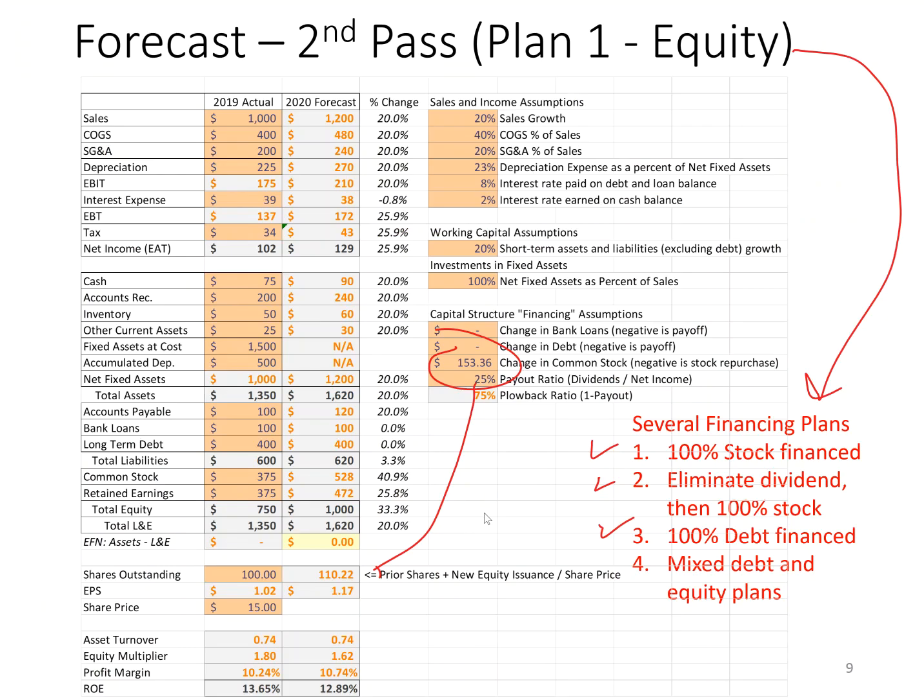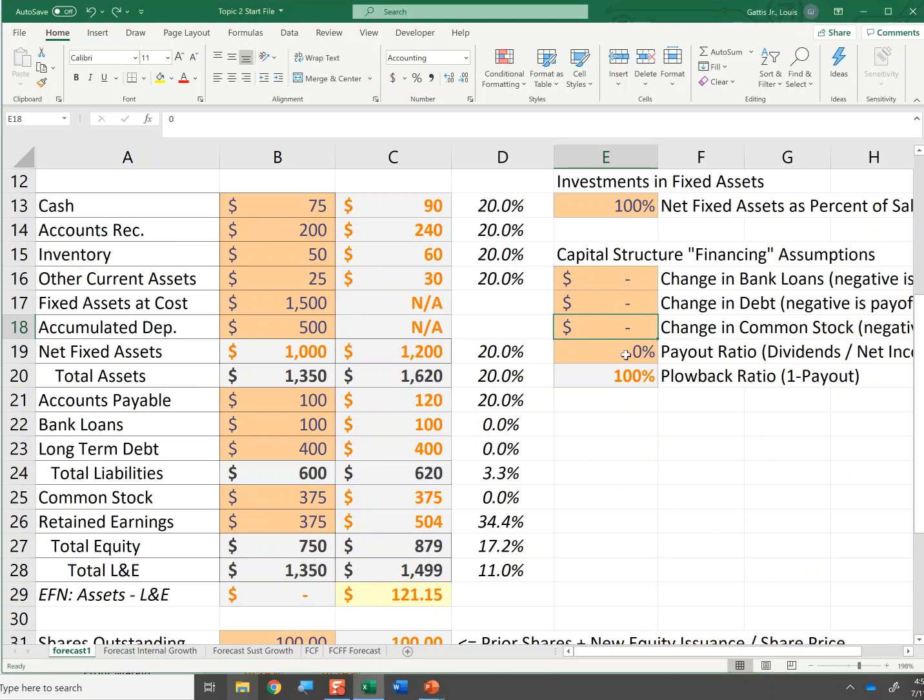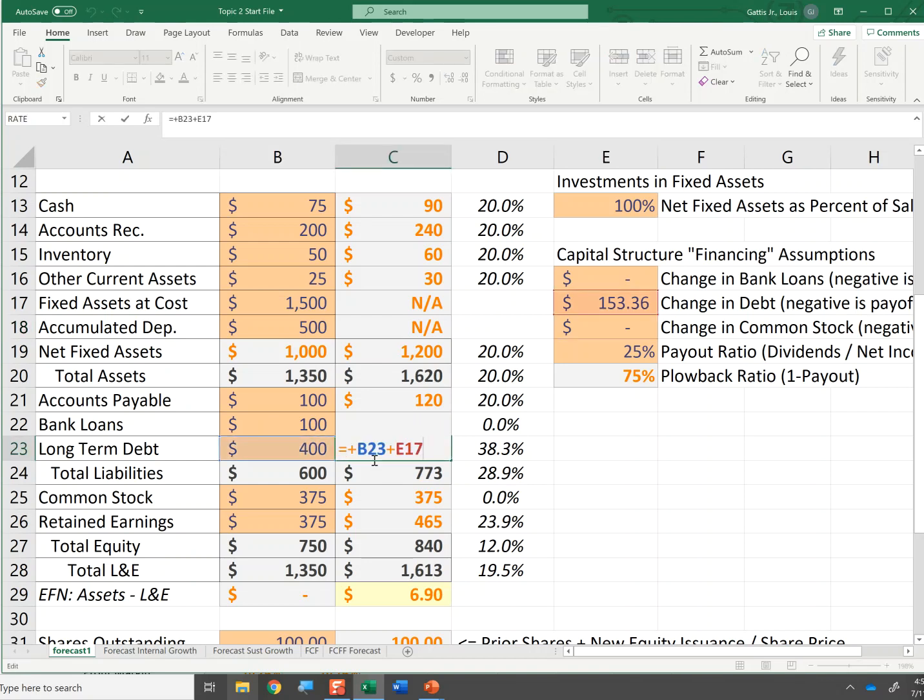So let's look at another scenario. What if we just finance the difference all with debt? Okay, so back to here, I'm going to set that payout ratio to 25%, which implies that 75% of profits go back into retained earnings. I have that 153 external funds needed. So what if I just plug in, we're going to issue another 153.36 in debt. That's going to show up right here, because long-term debt is the prior year's level plus this change in debt. However, look what happened.